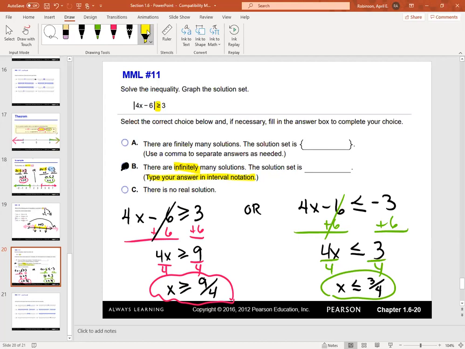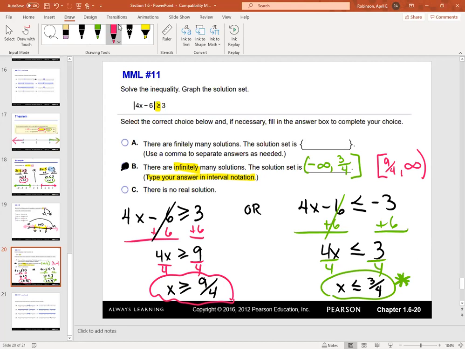So I'm going to click on this, and the solution set is, okay, they said type your answer in interval notation. All right, these are 2 separate intervals. The one I circled in green, I'll start with because its x is less than or equal to 3/4. I'm going to start with this one here because the smallest value is negative infinity, comes up to the 3/4 and includes it. The red one is a totally different inequality, and it actually starts at the 9/4 and goes to infinity.